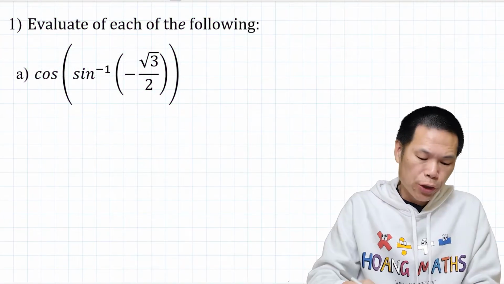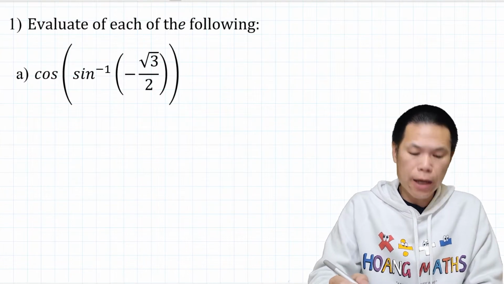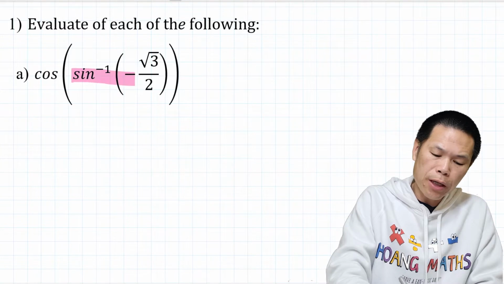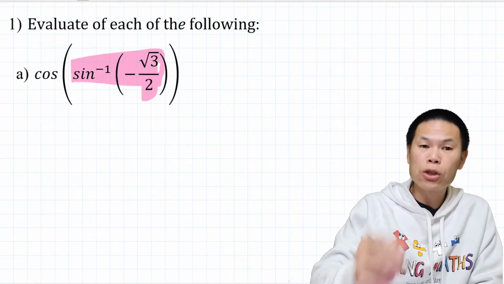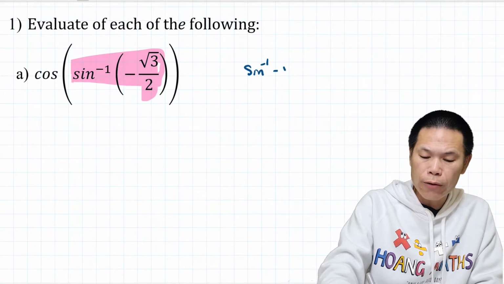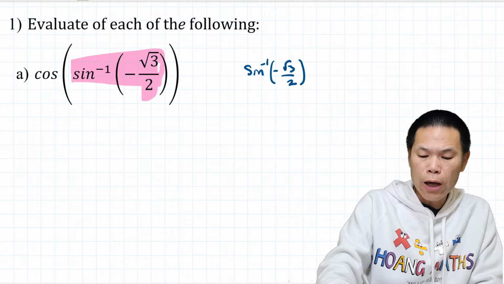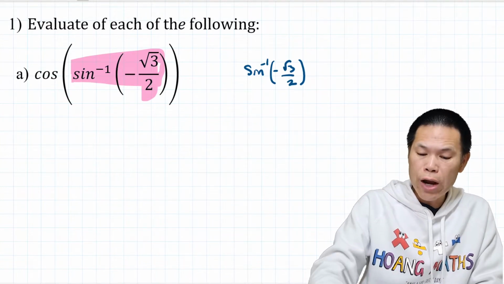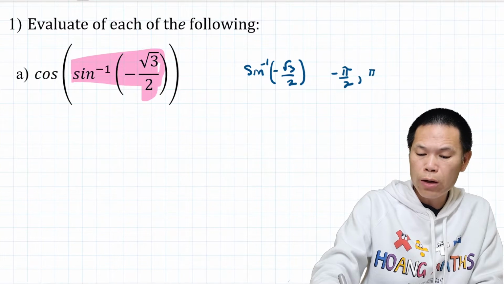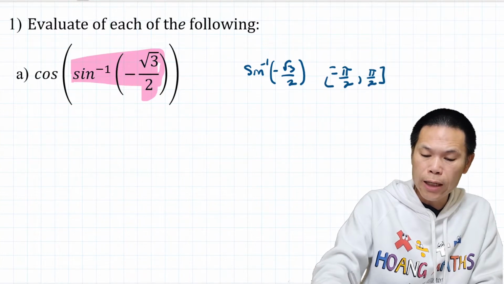First one. We need to work out cos of sine inverse of negative root 3 over 2. So the first step is we need to evaluate this first. Let me just write this down: sine inverse of negative root 3 over 2. And for inverse sine, the range is between negative pi over 2 and pi over 2. Okay, that is the range.